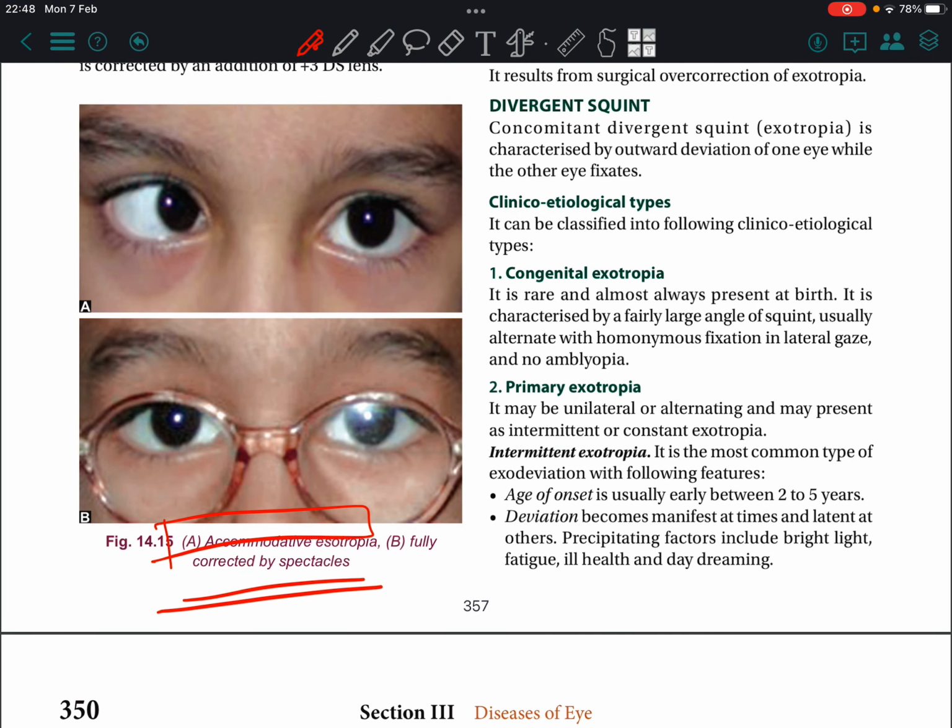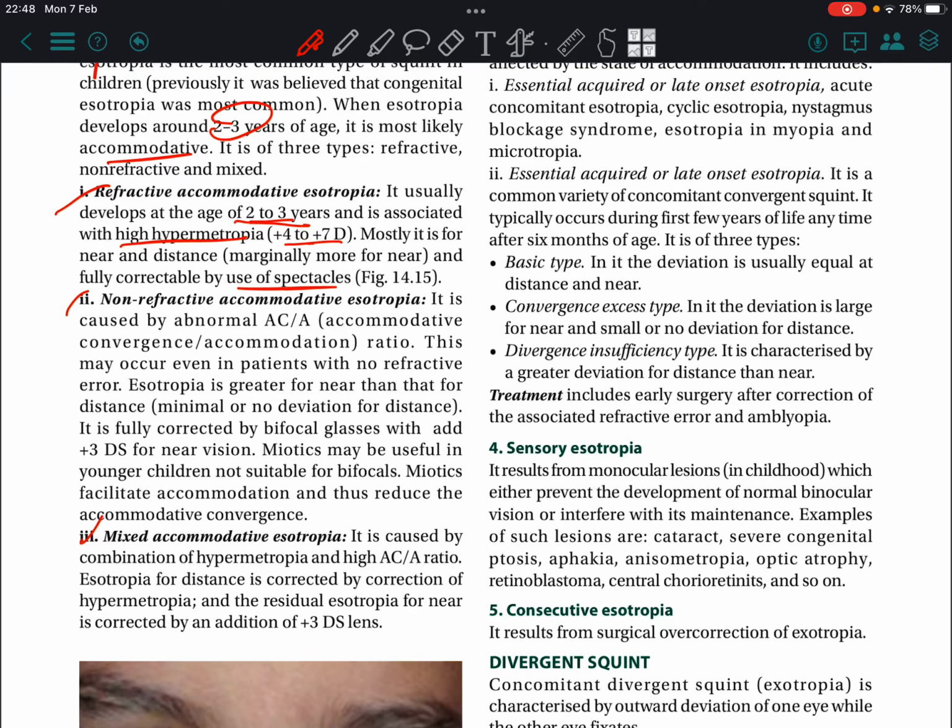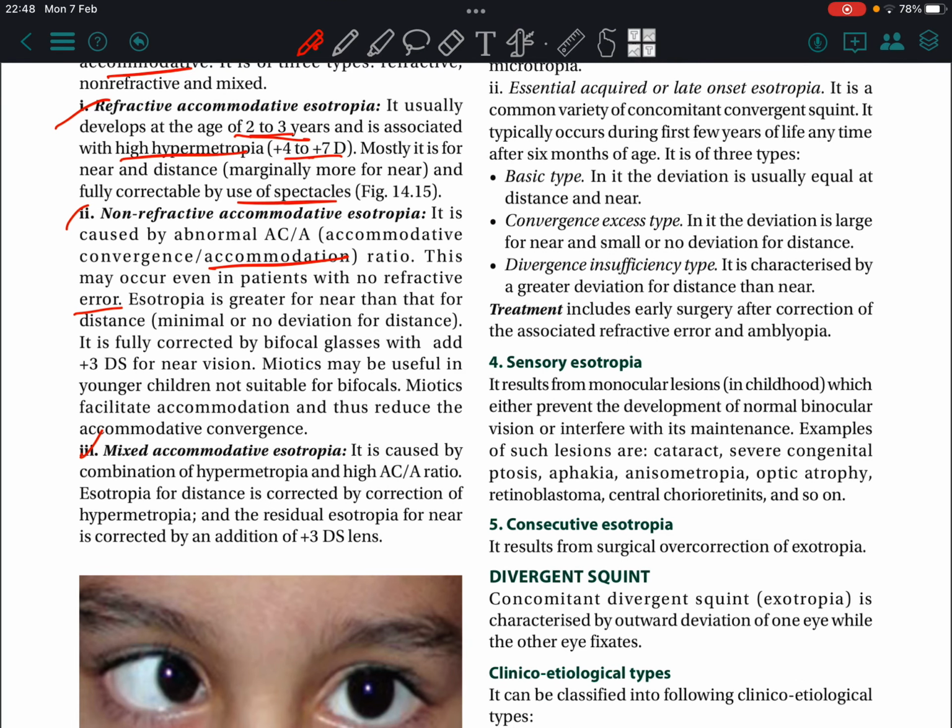Fully corrected accommodative esotropy is corrected by spectacles. Non-refractive accommodative esotropy is caused by an abnormal AC/A ratio, the accommodative convergence by accommodation ratio. This may occur even in patients with no refractive error. Esotropia is greater for near than for distance. It is fully corrected by a bifocal lens with the addition of +3 diopters for near vision.